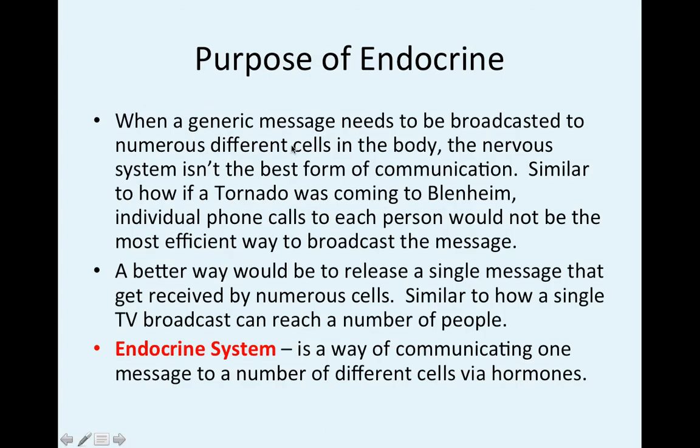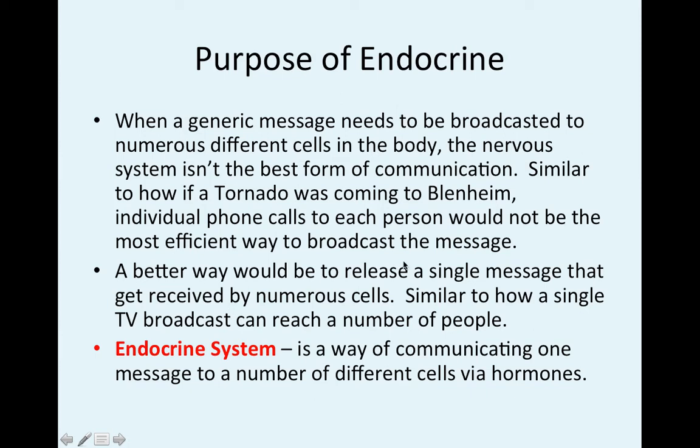So when a generic message needs to be broadcasted to different cells in the body, the nervous system isn't the best form of communication. Similar to if a tornado was coming to, say, Blenheim or Sarnia or Ottawa or Hamilton or wherever you're living. Individual phone calls that the government would make to each person would not be the most efficient way to broadcast this message that a tornado is coming. They're not going to make all these individual phone calls to everybody's house.